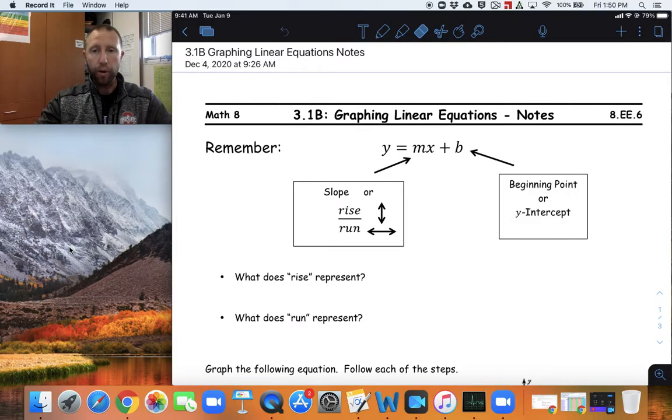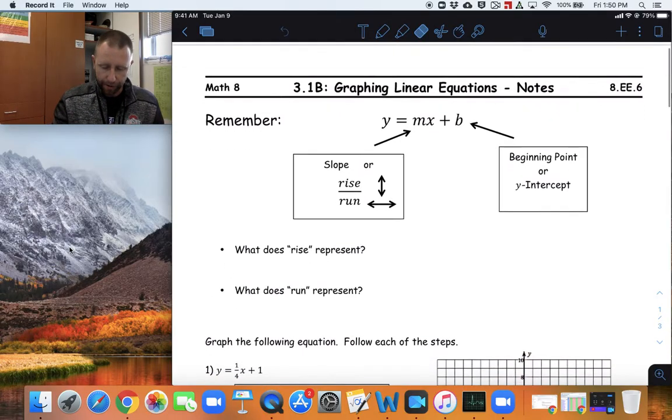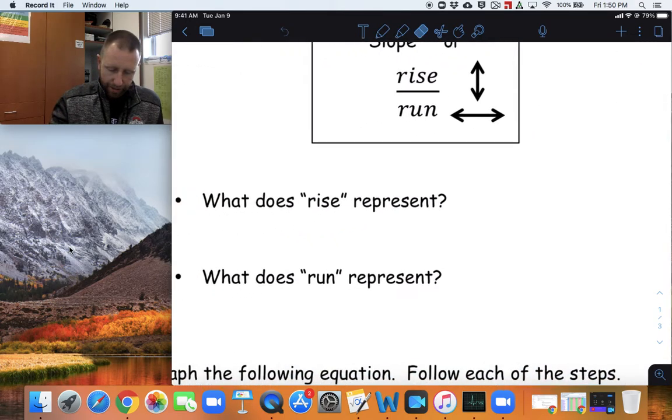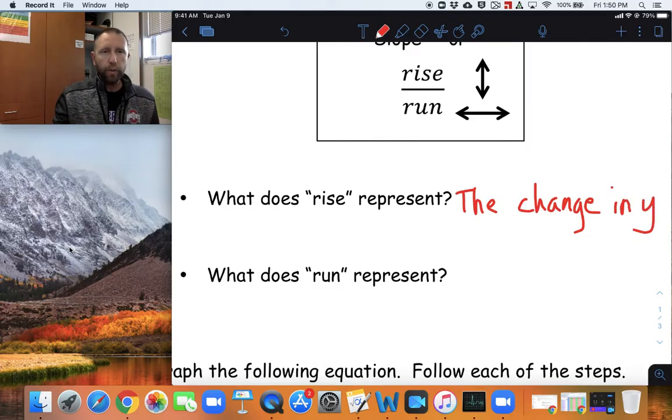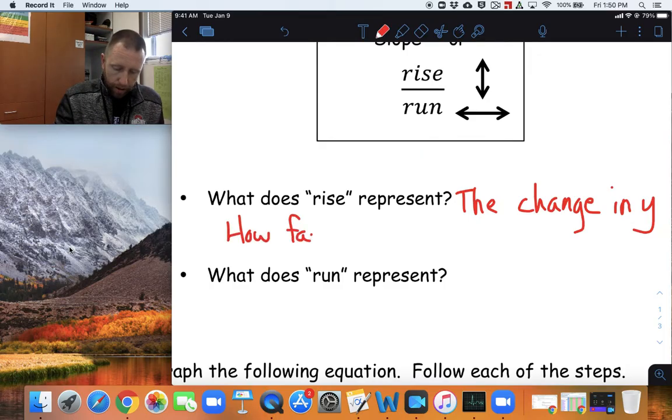So we know that m stands for slope, and slope is rise over run. But what does rise represent, right? That's the first thing they're asking us here. Well, rise just represents, remember, the change in y. Or another way to think of it is how far up or down to go, right? How far up or down to go.